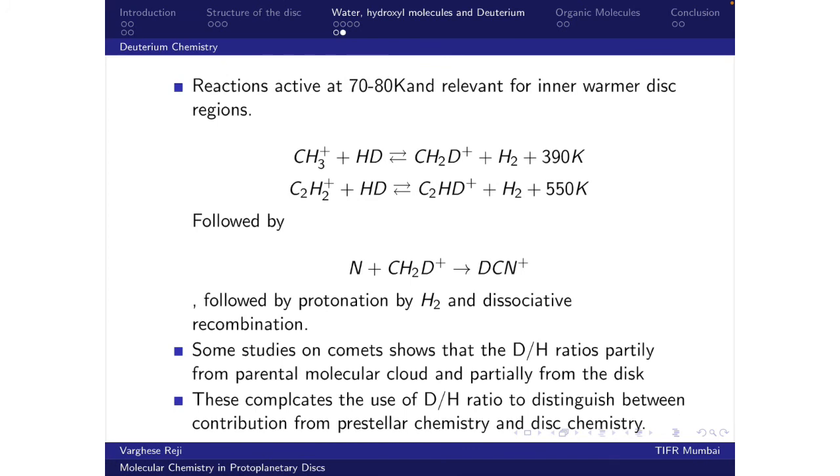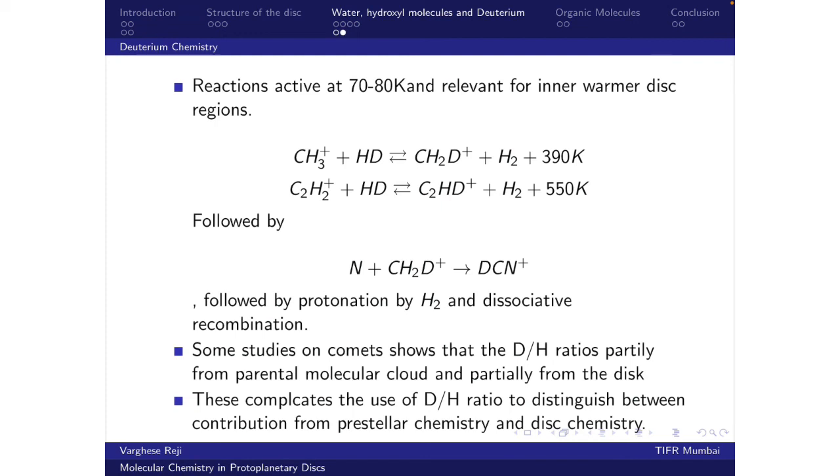The reactions shown here are applicable in the temperature range of 70 to 80 Kelvin. It is also important for the inner warmer disk region. We can observe that the deuterated chemicals are accumulating here as well. Deuterated molecules are also involved in subsequent processes.